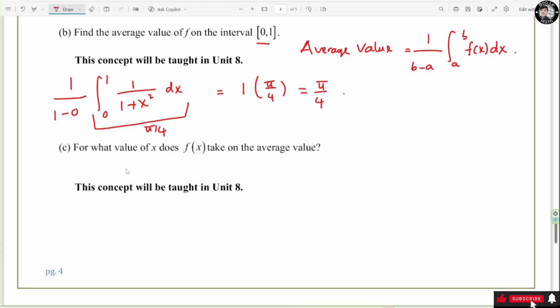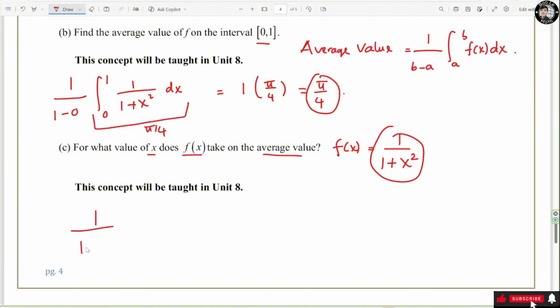Now question C. For what value of s does f of s take on the average value? The average value is pi over 4 right here. And f of s is given by 1 over 1 plus s squared, right? So we just equate this one and this one, right? So we have 1 over 1 plus s squared equals pi over 4, right?